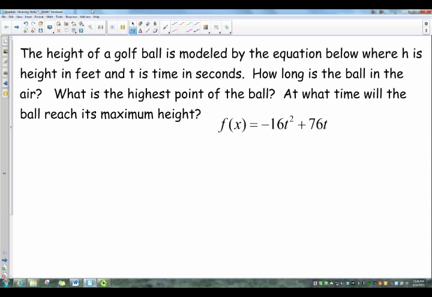The height of a golf ball is modeled by the equation below, where h is the height in feet and t is the time in seconds. How long is the ball in the air? What is the highest point of the ball? And at what time will the ball reach its maximum height?